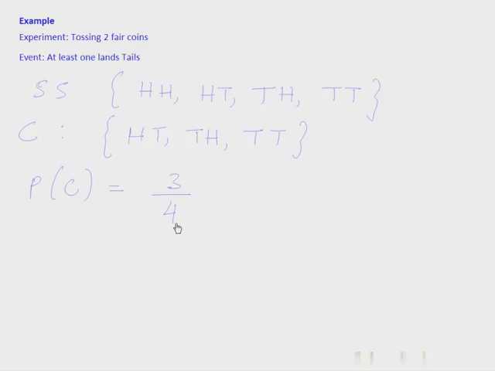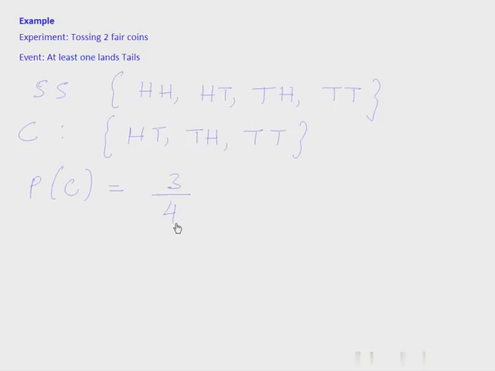Is there an easier way to find this? At least one lands tails. So this is a big hassle. I have to look at all the outcomes that have tails in them. What if there were 15 tosses or 100 tosses? So I'll think of doing it another way.